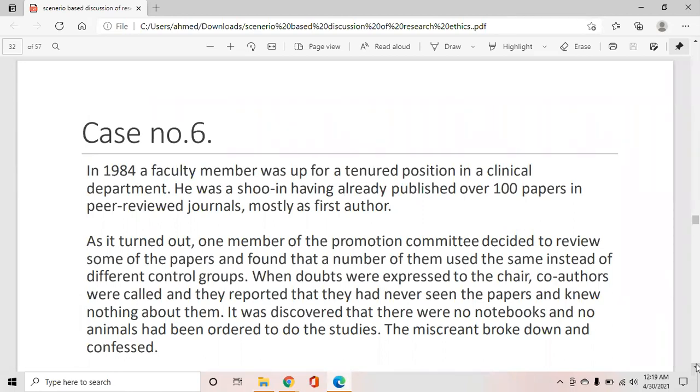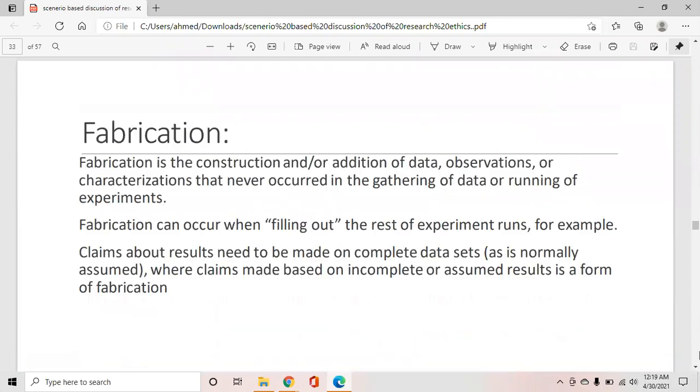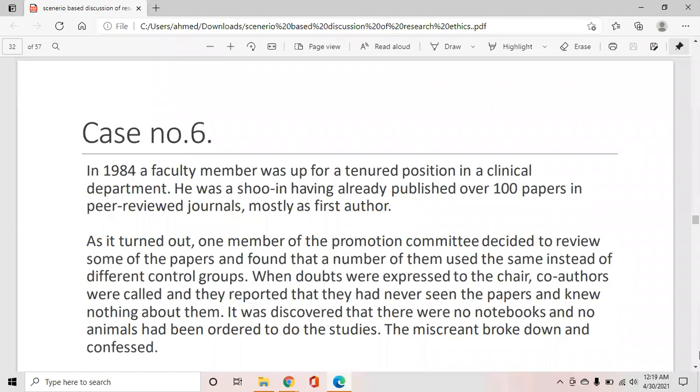Doubts were expressed to the chair, and co-authors were called and reported that they had never seen the papers and knew nothing about them. It was discovered that there were no notebooks and no animals had been ordered to do the studies. The miscreant broke down and confessed. Which ethical principle is violated?